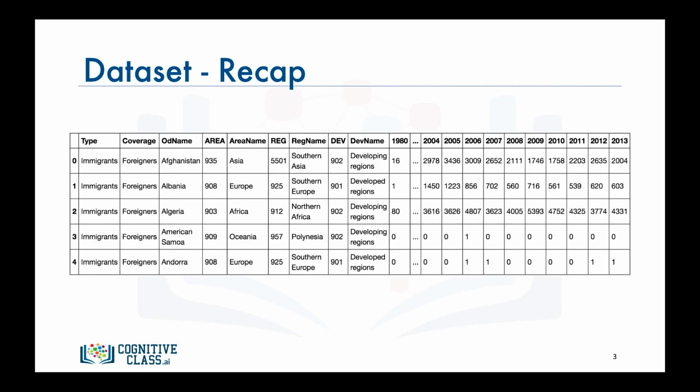Before we go over the code to do that, let's do a quick recap of our data set. Recall that each row represents a country and contains metadata about the country, such as where it is located geographically and whether it is developing or developed. Each row also contains numerical figures of annual immigration from that country to Canada from 1980 to 2013.